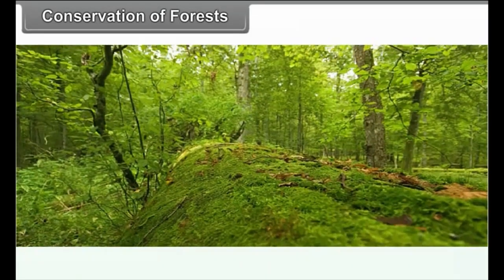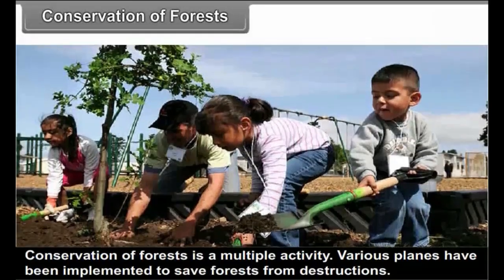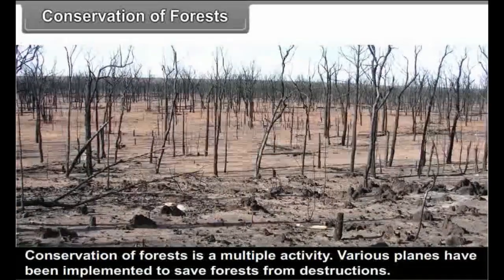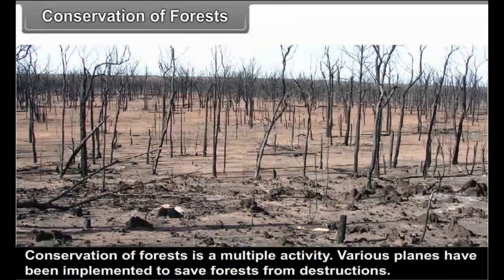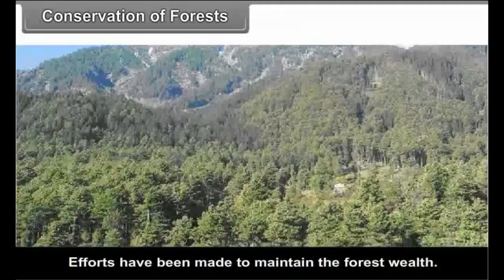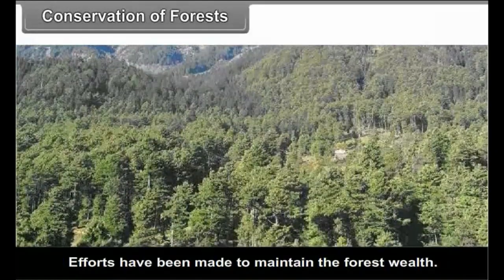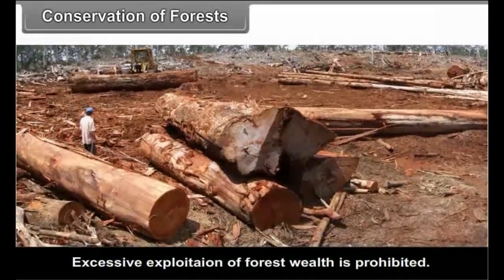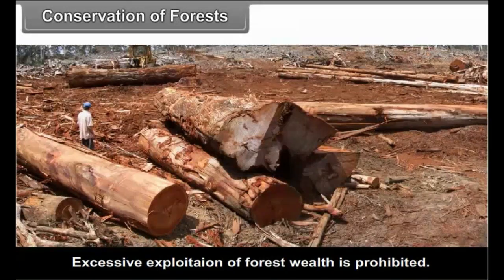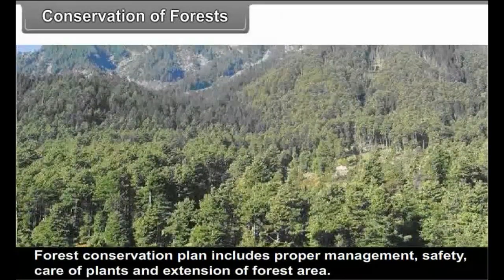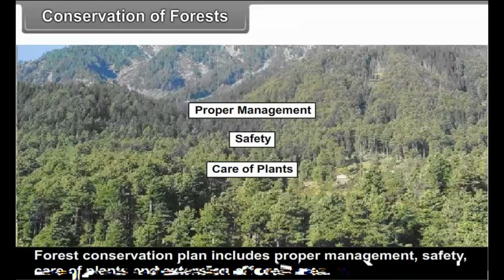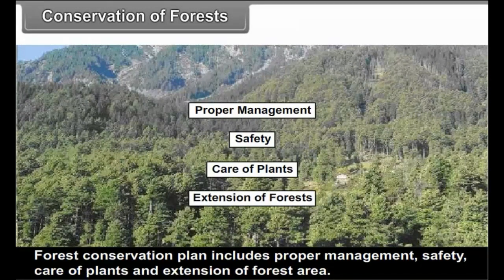Conservation of forests. Conservation of forests is a multiple activity. Various plans have been implemented to save forests from destruction. Efforts have been made to maintain the forest wealth. Excessive exploitation of forest wealth is prohibited. Forest conservation plan includes proper management, safety, care of plants, and extension of forest area.